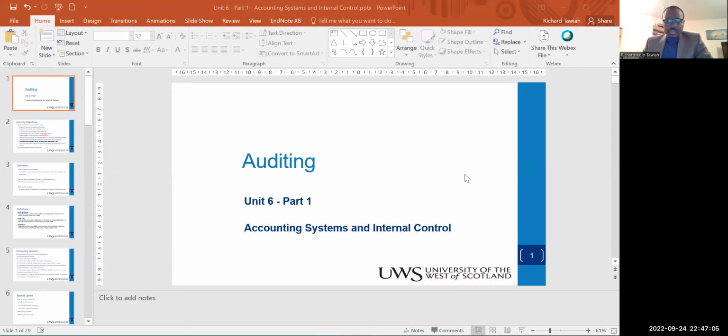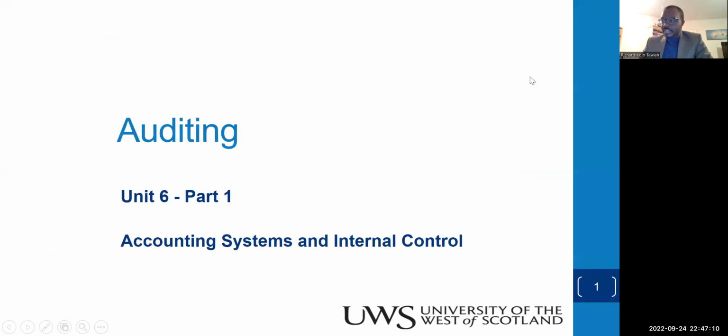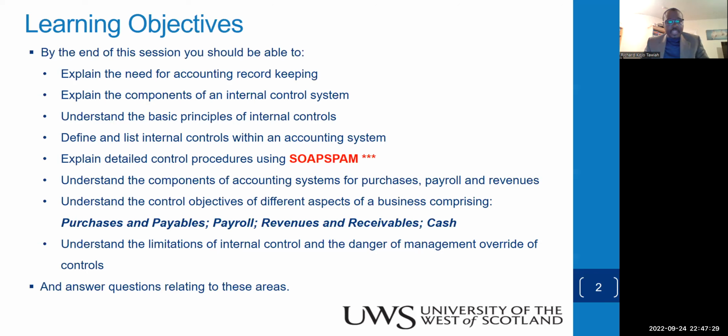All right. So we're looking at accounting systems. Every organization has its own accounting system. So as part of our work as auditors, we must try as much as we can to understand the accounting system of the client in order to better provide a reasonable assurance service to them. So we want to understand the need for accounting record keeping. We will explain the components of internal control system.